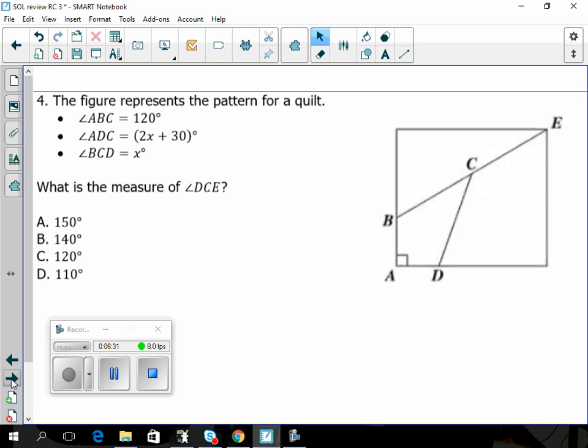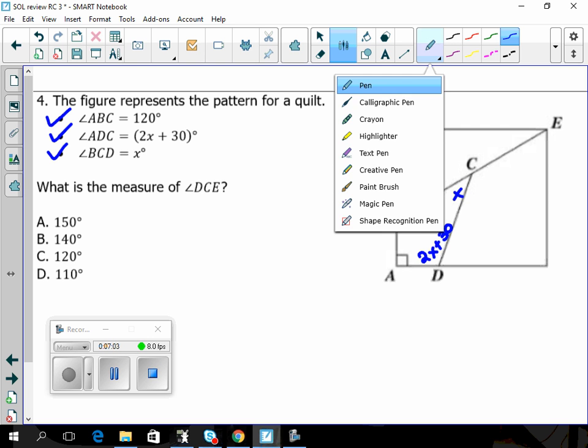So problem number 4, we have a pattern for a quilt. And a lot of you went ahead and wrote in the angle measures that are given to us. So I have that angle ABC is 120, ADC is 2x plus 30, and that BCD was x. So several of you wrote that in the picture. That's awesome, but we still have to write an equation for x.